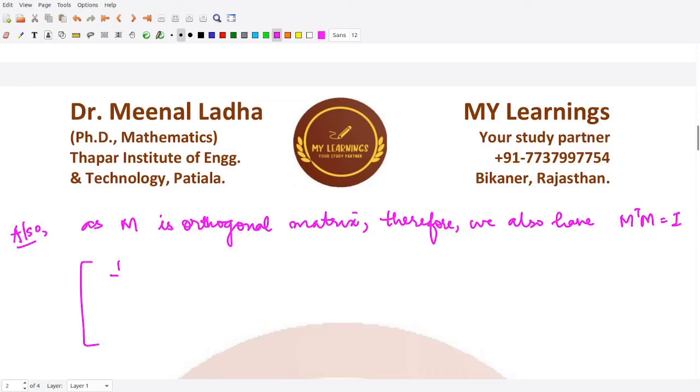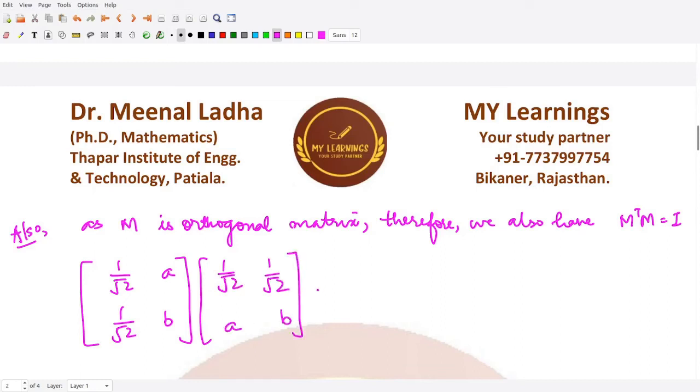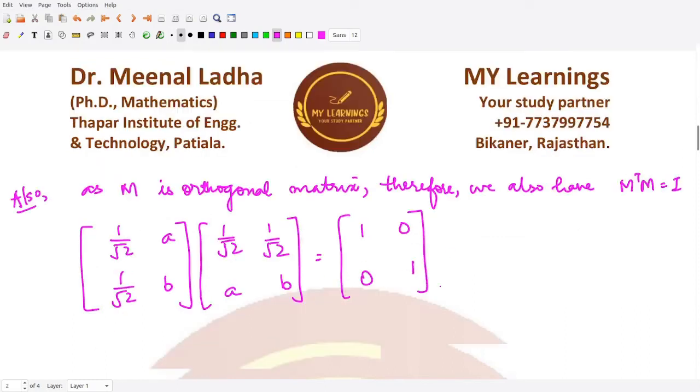So let's write down the transposed matrix. That is 1 by square root 2 A, 1 by square root 2 B. This is the transpose matrix. And what is the matrix M? It is 1 by square root 2, 1 by square root 2, A and B. So when we multiply them, that is equal to the identity matrix. Let's just solve this one.